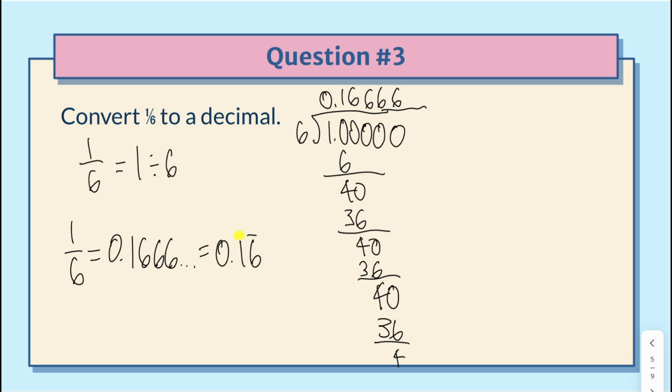Now notice that this repeating line is only over the 6 and not the 1. The 1 has no line over it. There's nothing above the 1. But the 6 has this line over it. And that's because if we look at our answer here, the 1 isn't repeating. It's only the 6's that repeat forever. So the line in repeating decimals only goes over the digits that repeat. That's just important to know.